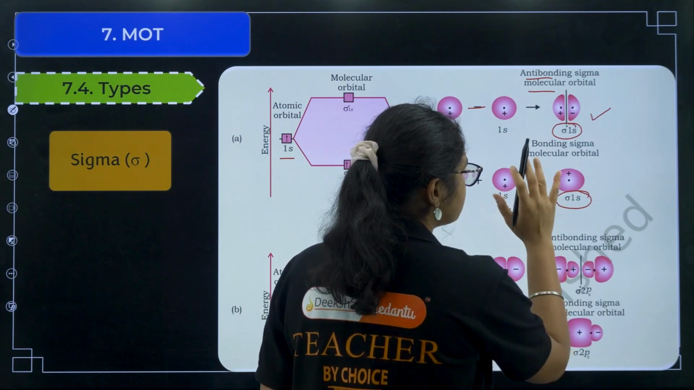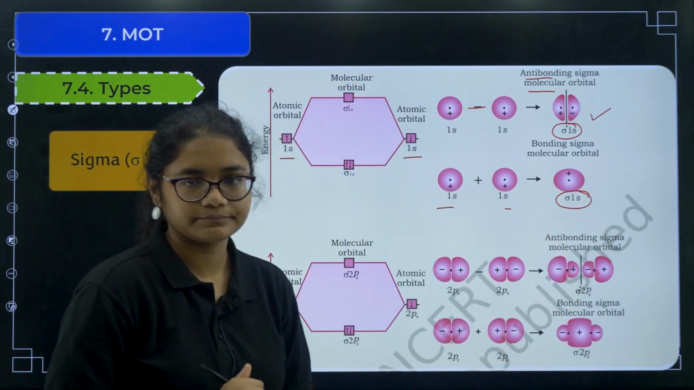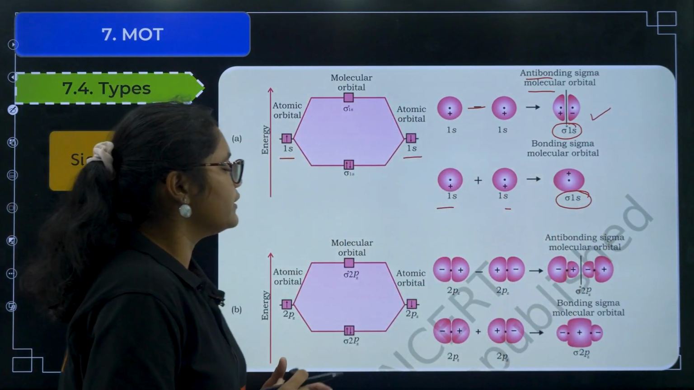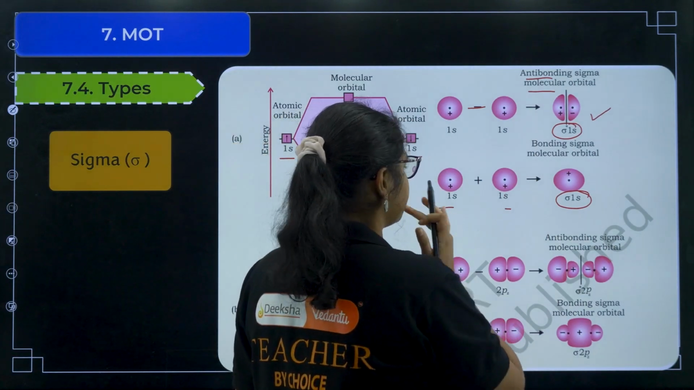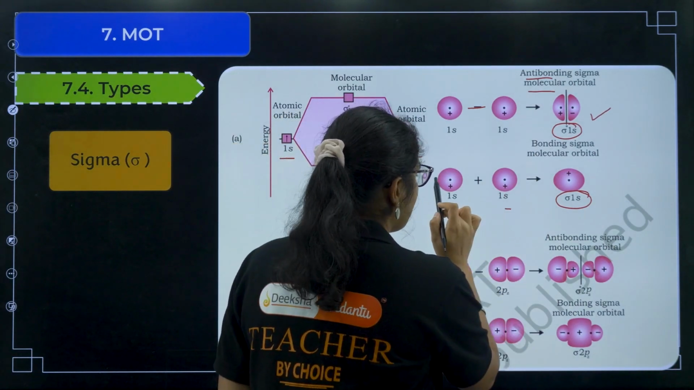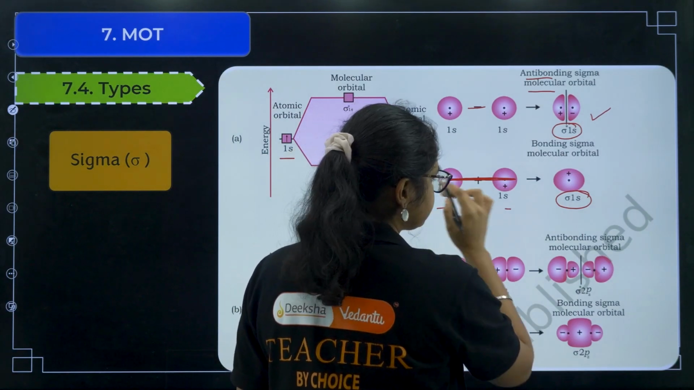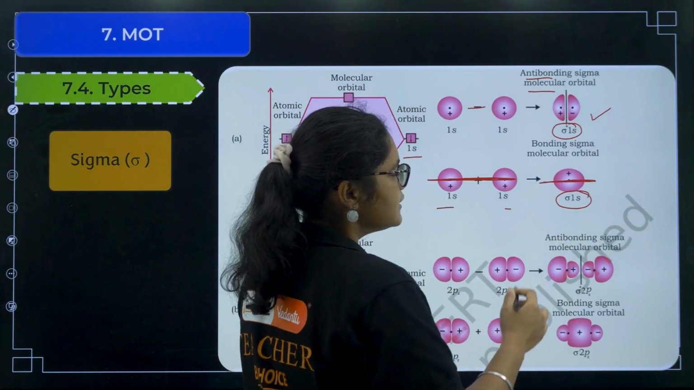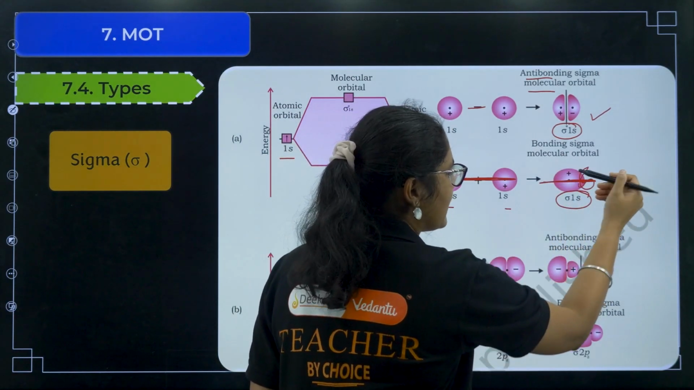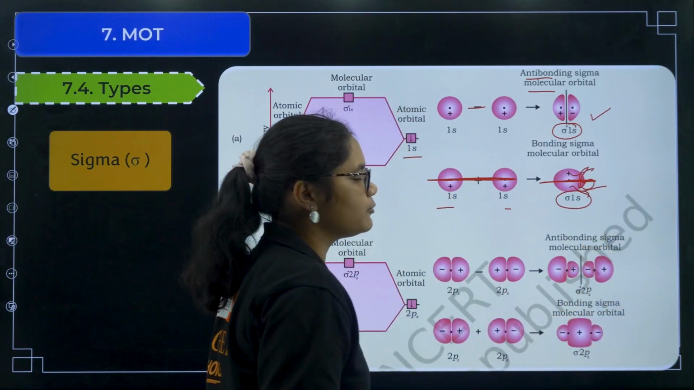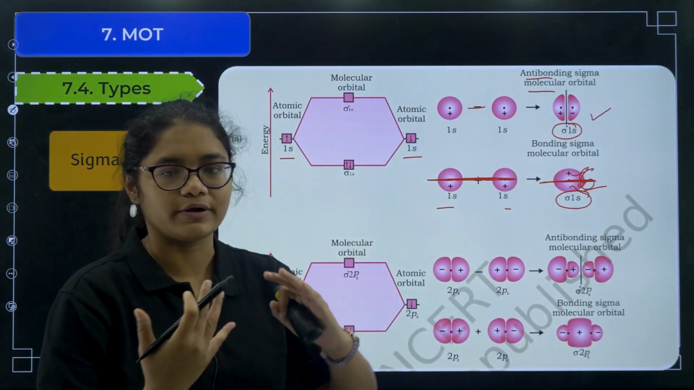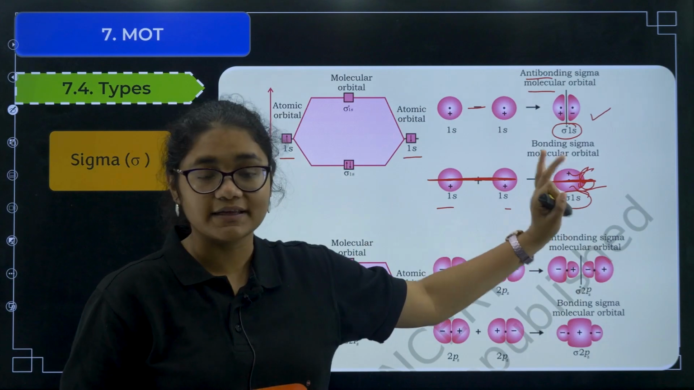Okay, and this is the bonding molecular orbital. Got it? Now, if you see along the bonding axis, this is the bonding axis, and here also we have the bonding axis, right? Along the bonding axis, here also positive charge, here also positive charge. It is symmetric around the bonding axis. So that is why this is a sigma bond.